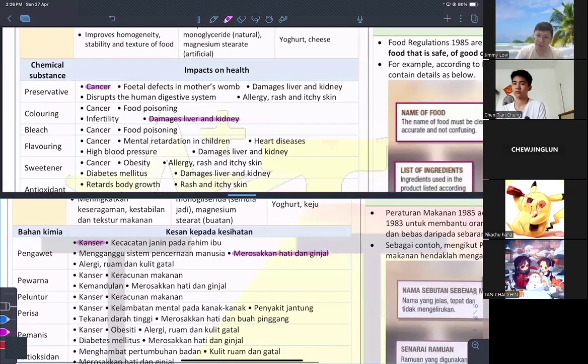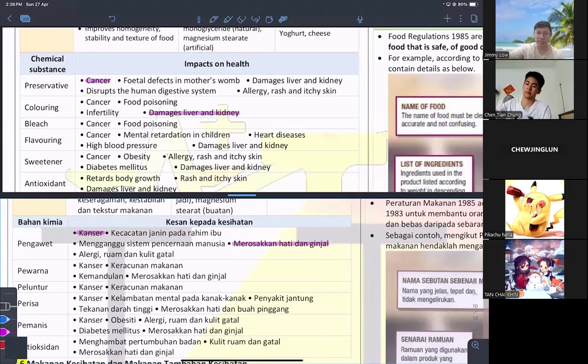Chemical substance, this one is worth being highlighted. Only 2 points: cancer and damaging your liver and kidney. So when the question asks you what are the consequences or what are the impacts of having this kind of chemical substance, then you say cancer or damaged liver and kidney. Mostly applicable to all of the chemical substances.